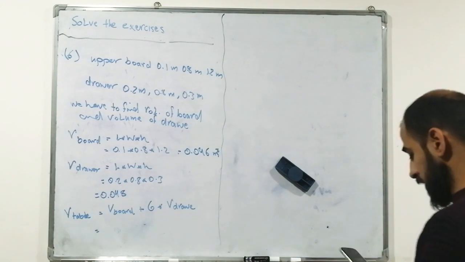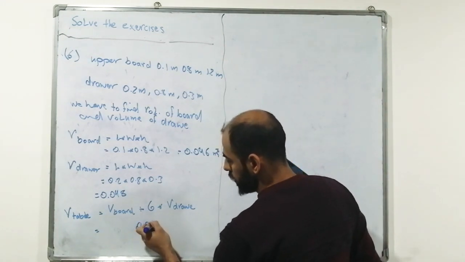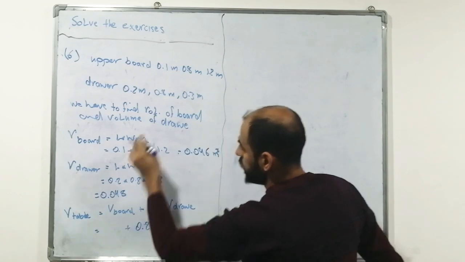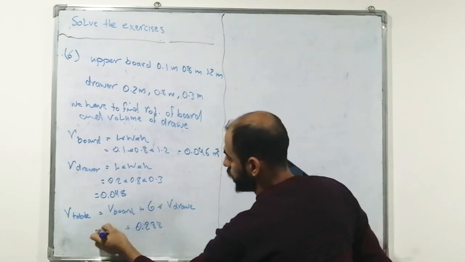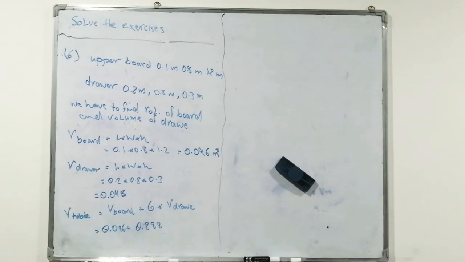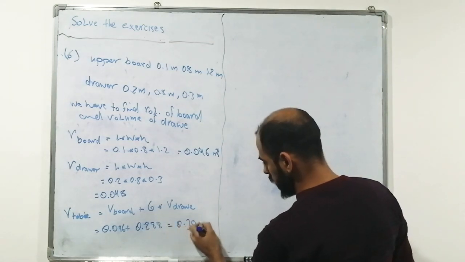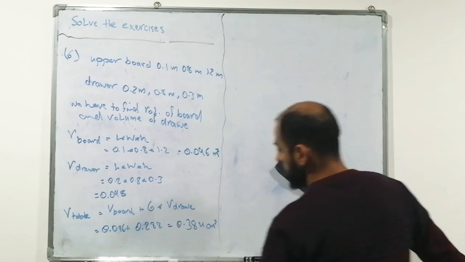0.048 multiplying by 6 equals 0.288, plus the volume of the board, which is 0.096. We make addition for these numbers. It will be equal to 0.384 centimeter to the power 3.